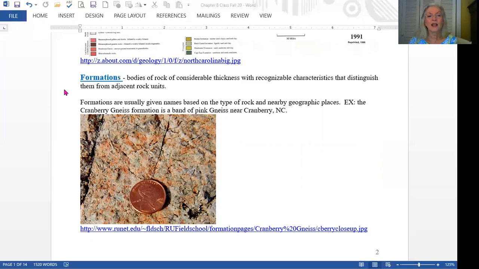Formations are usually given names based on the types of rock that they're made out of and a nearby geographic place. To give you an example, one of my most favorite formations is the Cranberry Gneiss Formation. That's gneiss spelled G-N-E-I-S-S. Remember that gneiss is a type of metamorphic rock. It's a band of pink gneiss, and it's found near the town of Cranberry, North Carolina. And here's just a photograph of it with a penny for perspective.